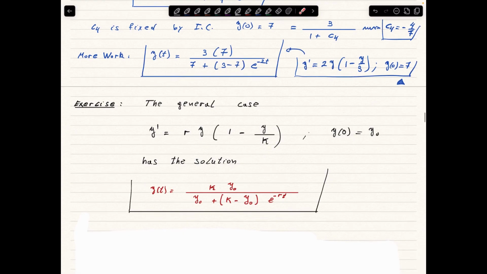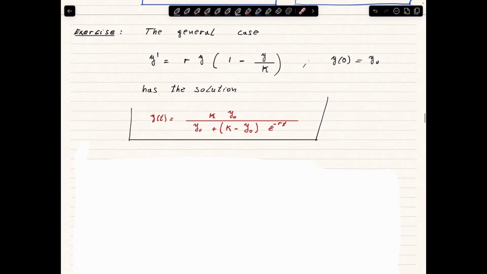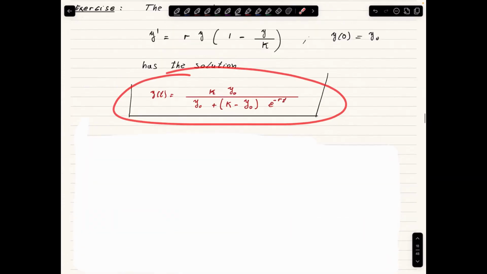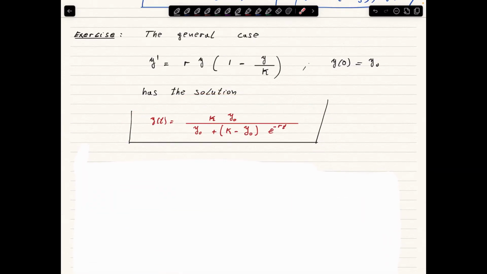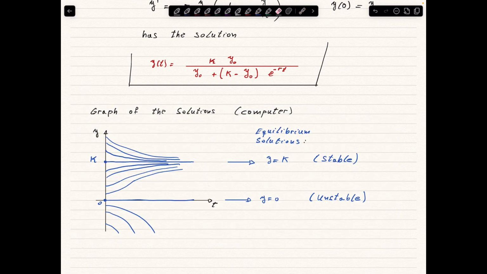We are going to further study these solutions in a following video, but if you have a computer, you can actually graph these solutions for arbitrary constants k, y0, and r, and you are going to end up with something that looks like this, and which agrees with the previous analysis we did on the equation. We are going to have equilibrium solutions k and 0, and then if the initial data is between k and 0, the solution is increasing, approaching k. So this is done with the computer for different values of y0.